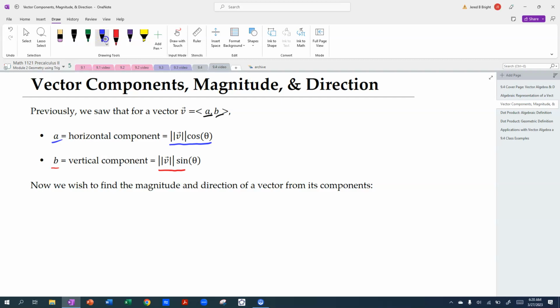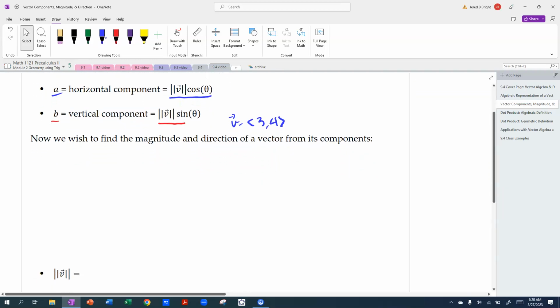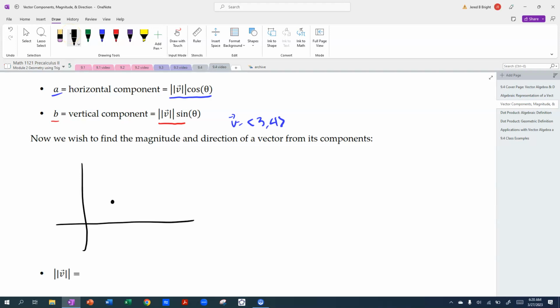Imagine that we know, say, I'm just going to do an example where vector v is equal to, say, 3, 4. Can I get the direction and magnitude from that? Well, let's take a look. I'm in the coordinate plane and I have the initial point and the terminal point. There's the vector v. I can break it down and say this is its horizontal component A, and this would be its vertical component B.